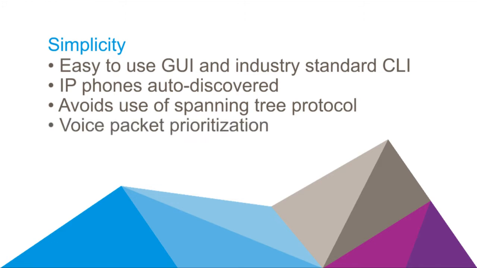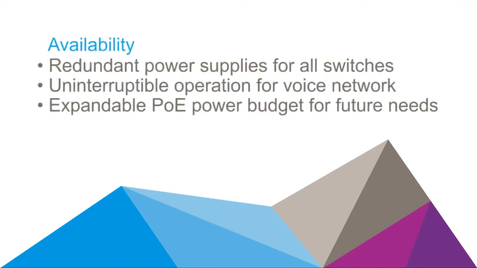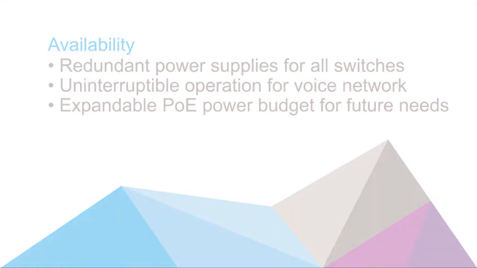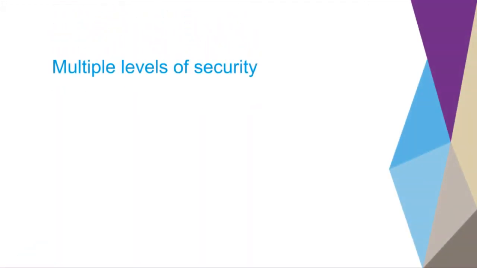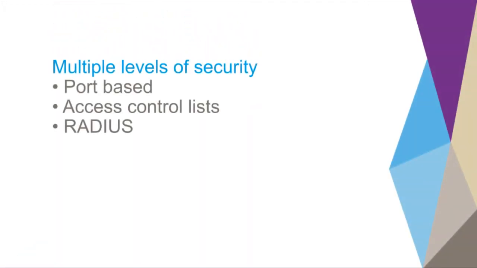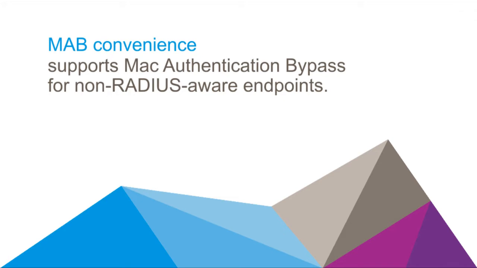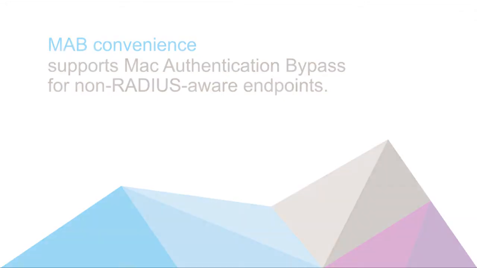The switches handle packet prioritization to deliver high QoS. In this design, the switches are all equipped with a redundant power supply in the unlikely event that a switch power supply should fail. The design offers multiple levels of security, including port-based, access control lists, and RADIUS. And NETGEAR switches support MAC authentication bypass for non-RADIUS-aware endpoints.